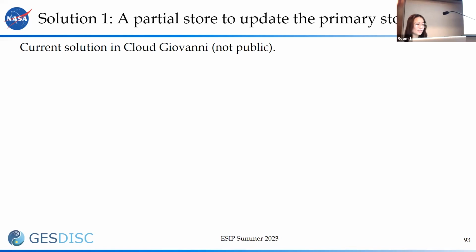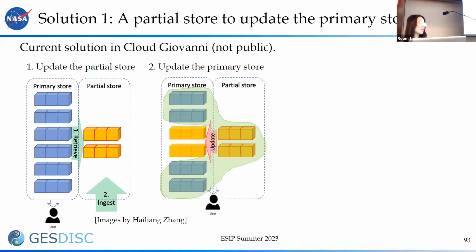Okay, so the first one, solution one, is using a partial store to update the primary store. And this is the current solution that we have in Cloud Giovanni at EOSDIS. And note that it's not public yet, as we originally designed this to be for internal use only. So the end user now doesn't have direct access to the Zarstore with this setup, but they go through our service for that. And I'll talk about why it's not public, but the two primary steps to this solution.